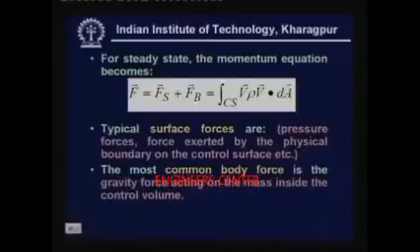And what are the typical surface forces? The typical surface forces are pressure forces, forces exerted by the physical boundary on the control surface, etc. Okay, and the most common body force is the gravity force acting on the mass inside the control volume.